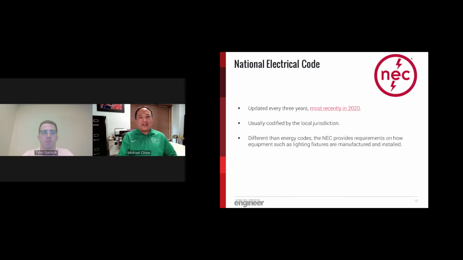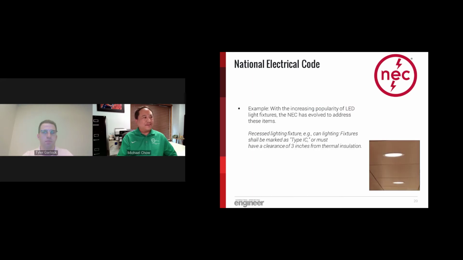Next is the National Electrical Code, and this is updated every 3 years, and the latest is 2020. Again, you want to check with your local jurisdiction and find out what year they're using, what version they're using, and it's codified by the local jurisdiction usually. And different than energy codes, the NEC focuses on safety and not necessarily energy savings.